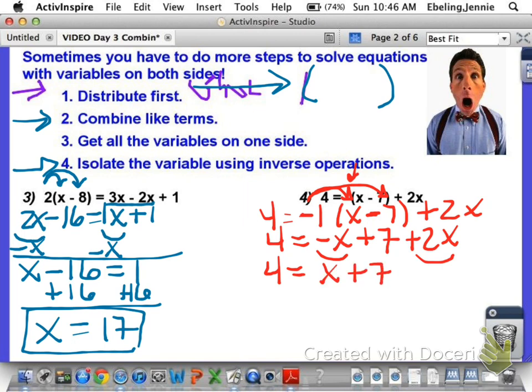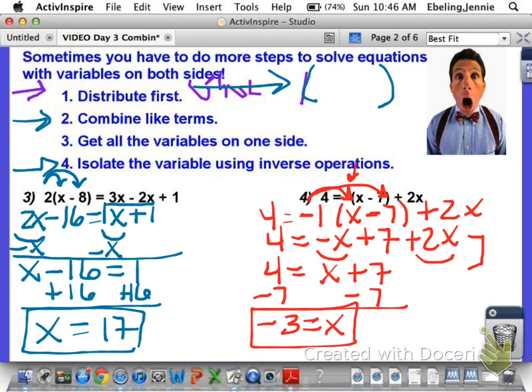I don't need to do the inverse here because they're on the same side of the equal sign. Alright, now to get x by itself, I'm going to subtract 7, and I get negative 3 is equal to x for my solution.